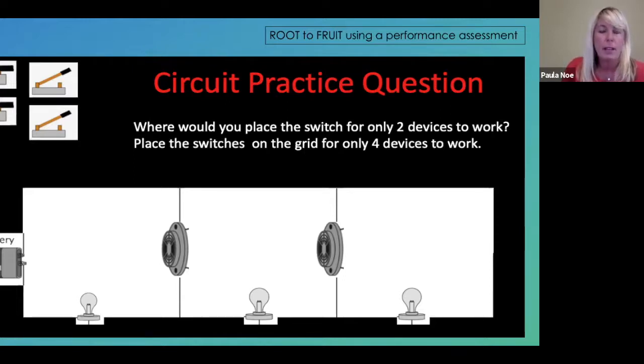I'm thinking that the load of the cognition aligned to the standard, if they can do this correctly, then they understand closed and open circuits, and they understand the benefit of having a closed circuit and the consequence of having an open circuit. So really good to make sure that you maximize the good instruction you're doing and these good images that you have, and then leverage them into these open-ended performance assessments for the kids without creating more work for yourself.